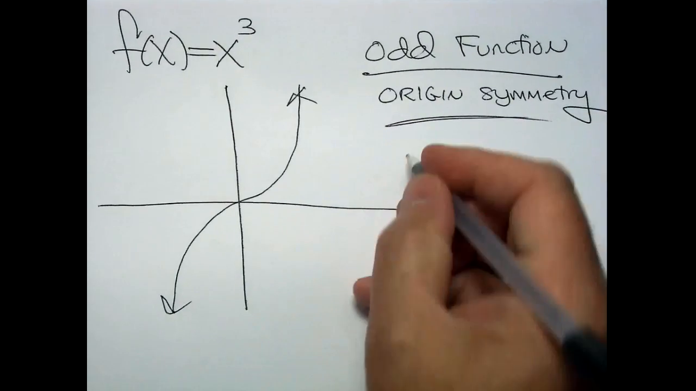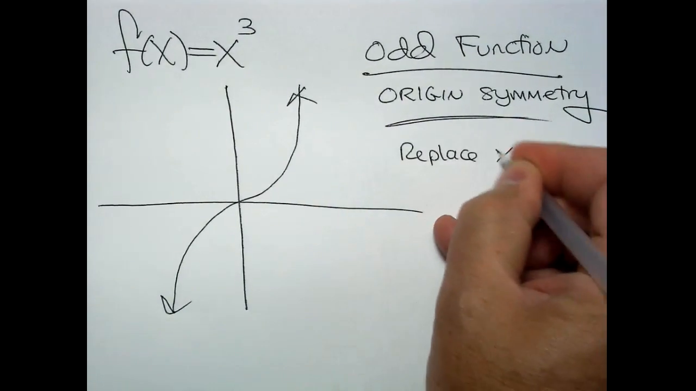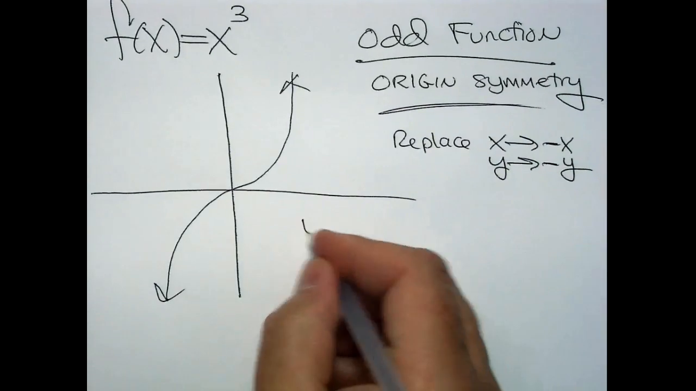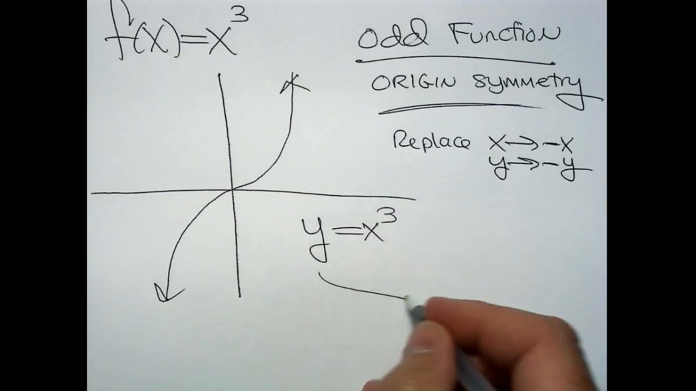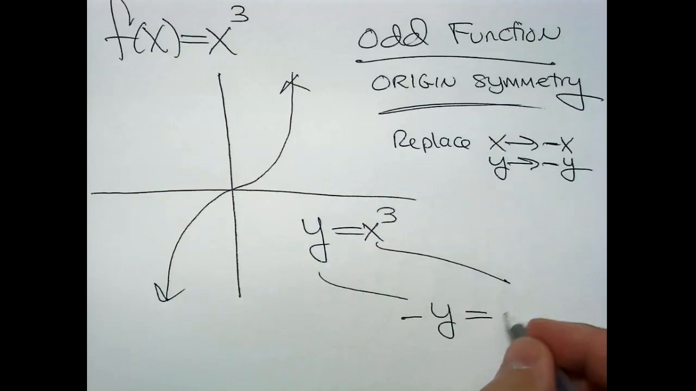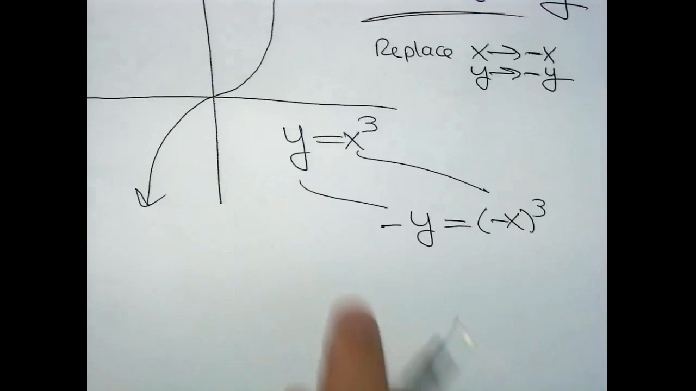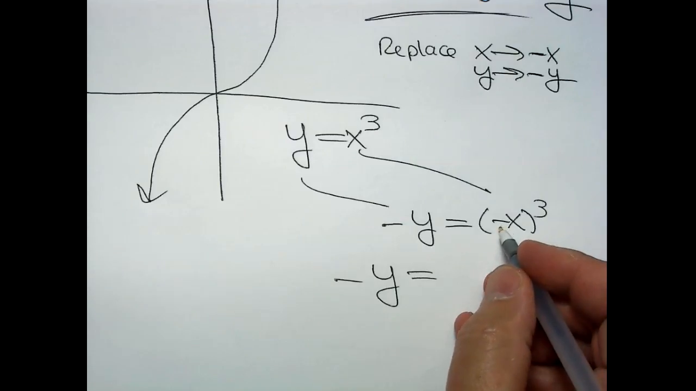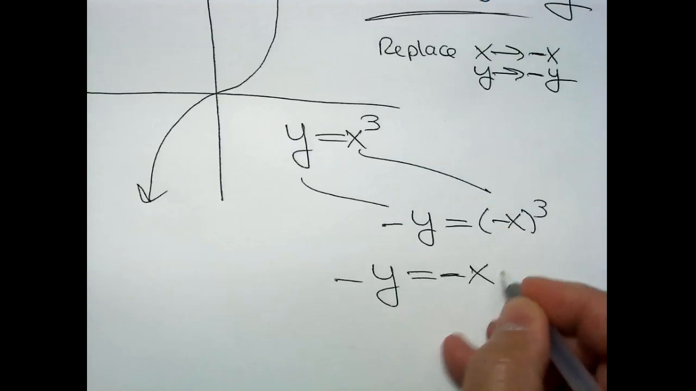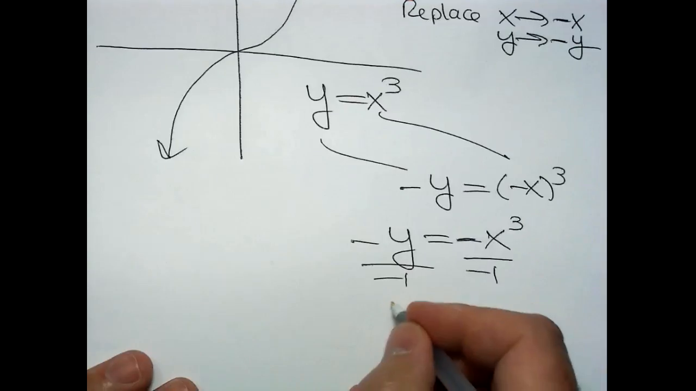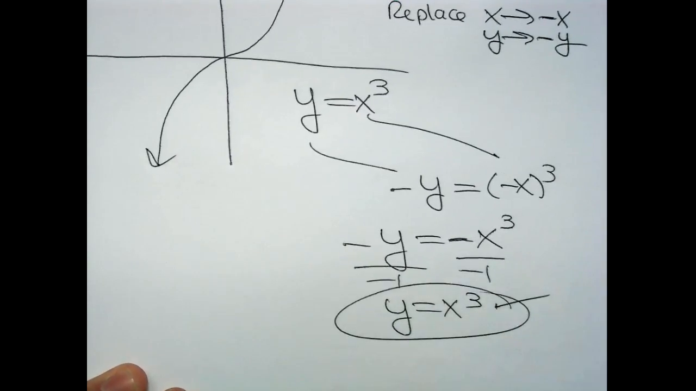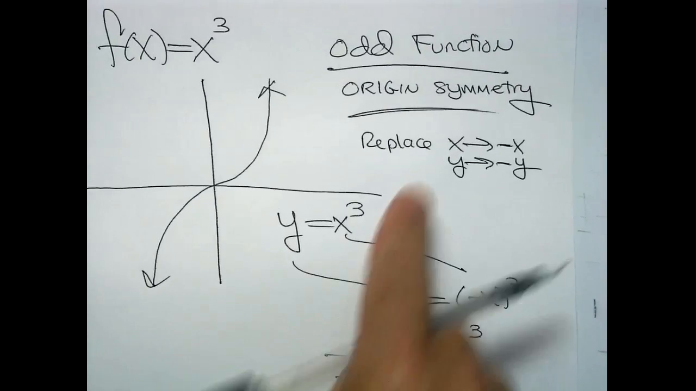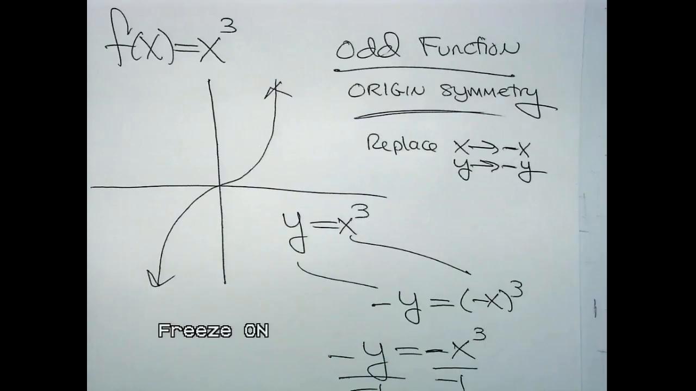Do you remember the test for origin symmetry? You have to do both. Replace x with negative x and y with negative y at the same time. So here's our function, y equals x cubed. Let's do it. Replace y with negative y. Replace x with negative x. And let's see if we are right back to the same equation. So negative y equals negative x cubed; there are 3 minus signs, 1 left over, and then x times x times x. Divide both sides by minus 1. And we're right back to square 1. That is indeed an odd function which possesses origin symmetry. Don't forget how to check for origin symmetry.